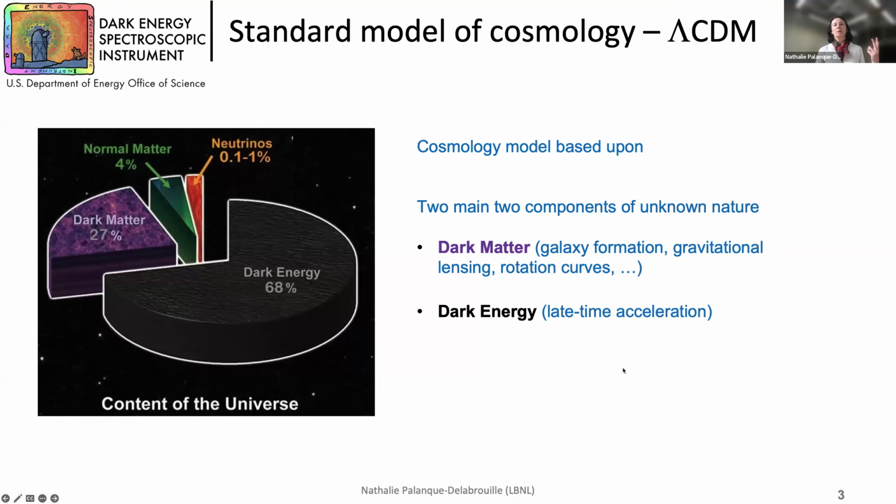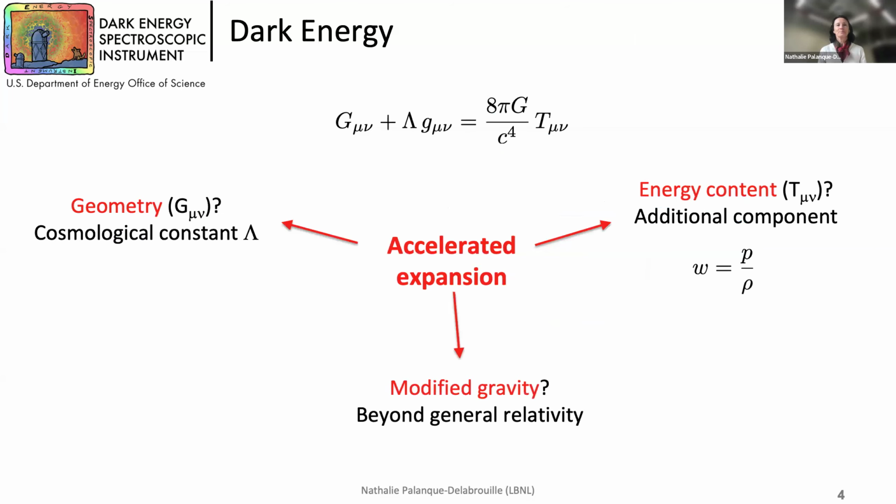However, this model is based upon 2 main components of unknown nature: the dark matter, which is responsible for the formation of the galaxies and for the flat rotation curves observed around spiral galaxies, makes up about 27% of the universe, but is of unknown nature. And even more importantly, the dark energy, this component that is responsible for the late-time acceleration of the expansion, composes roughly 70% of the universe, but is of a totally unknown nature. Understanding dark energy is the goal that DESI has set out to achieve.